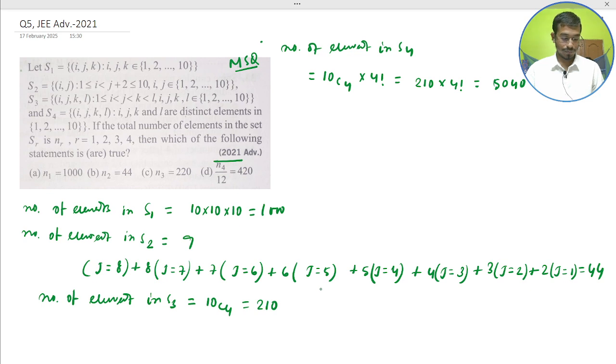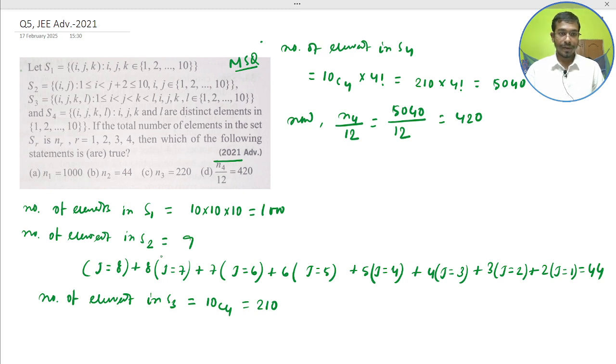Now, it is given that N4 divided by 12. N4 means the number of elements in S4. 5040 divided by 12 would be 420. Okay. So match the options.